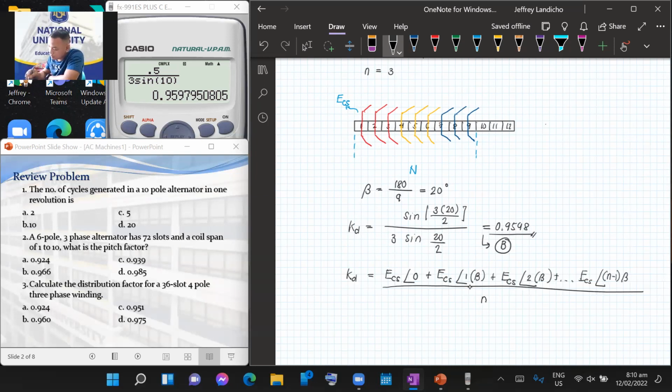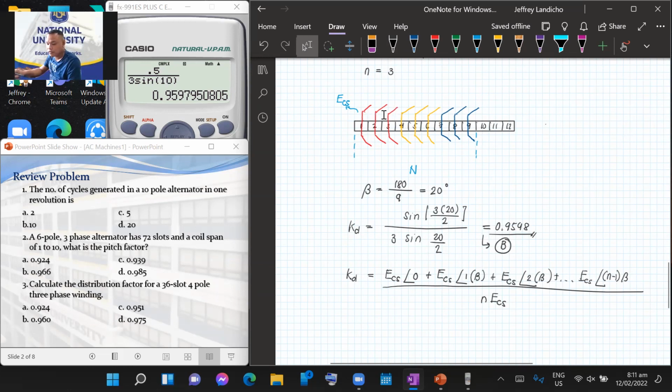I-divide natin what is n multiplied by a sub c s. At any given EMF generated per coil side, pwede natin siyang i-cancel out. So n minus 1, that would always be last. So tulad dito, ilan yung ating n? So 3. So therefore, ito yung ating last.